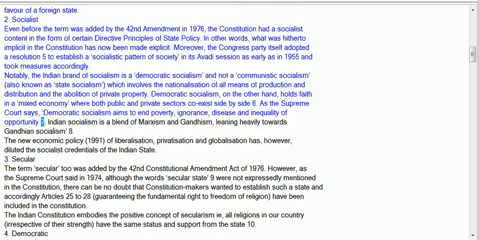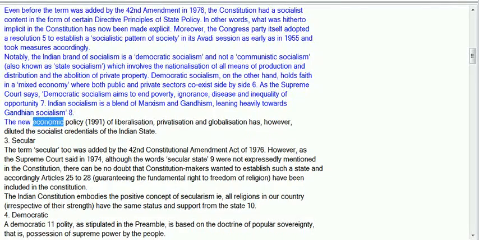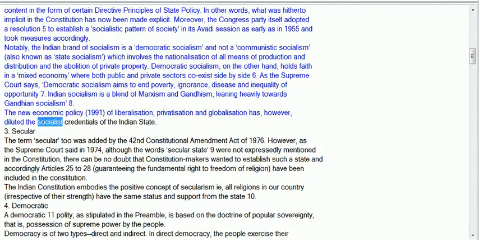Indian socialism is a blend of Marxism and Gandhism, leaning heavily towards Gandhian socialism. The new economic policy, 1991, of liberalization, privatization, and globalization has, however, diluted the socialist credentials of the Indian state.